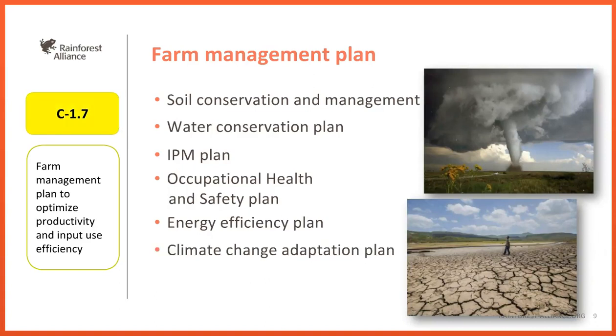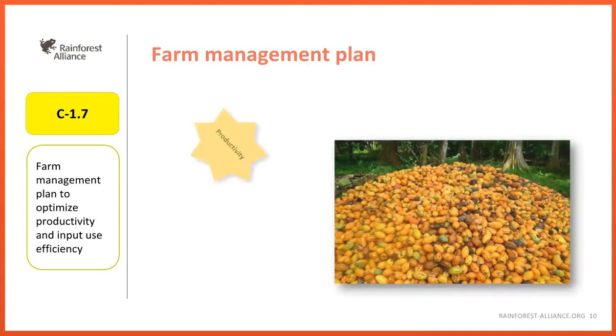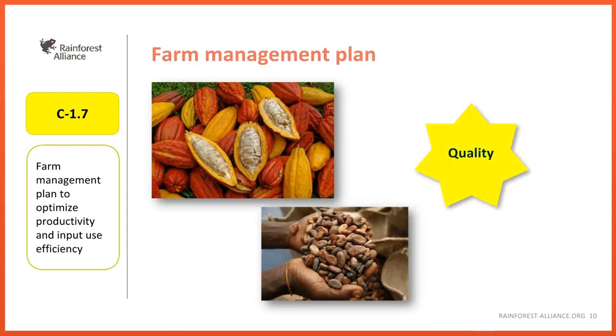Criterion C1.7 asks to make all these plans of farm management optimize productivity and input use efficiency. In the farm management plan, let us also put the production volume that you are expecting and you intend to achieve, and the quality level that you plan to achieve. Let us manage the inputs and activities efficiently to achieve the expected productivity and quality.